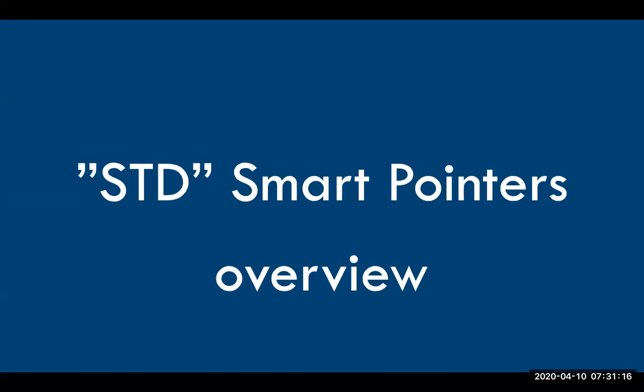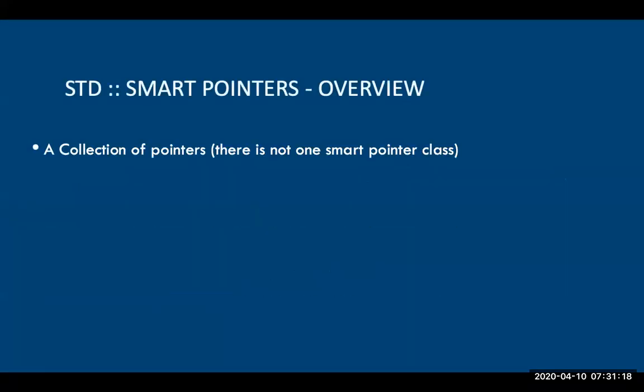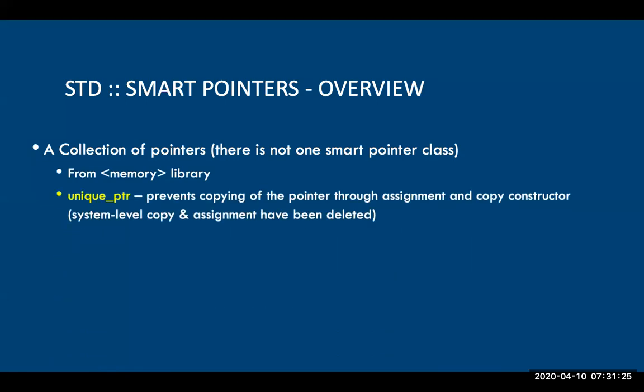So today's smart pointers, at a high level, are a collection of pointers of various types that come from the memory library. So if you want to use these, you have to include the memory library. And unique pointer is a smart pointer that only allows you to manage one thing on the heap using a specific instance of the unique pointer class. So it's one-to-one, right? You can never have two things pointing to the same chunk of memory on the heap.